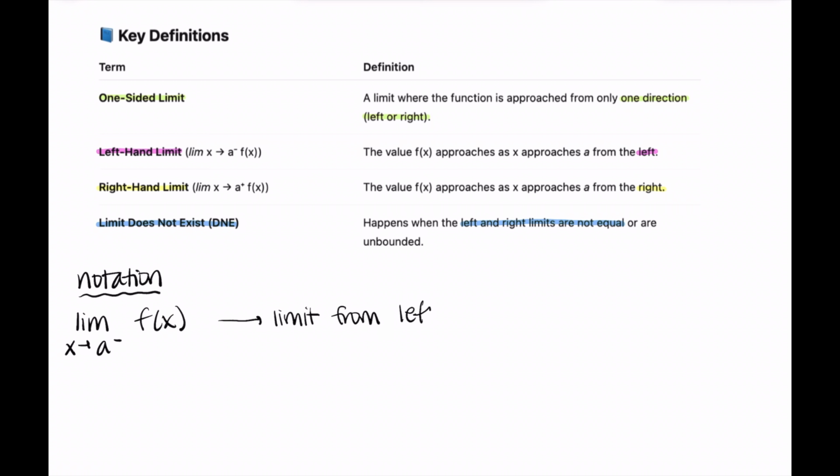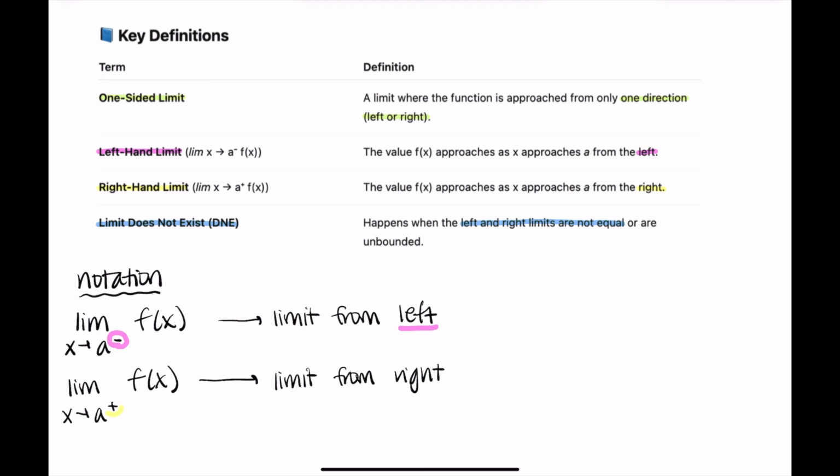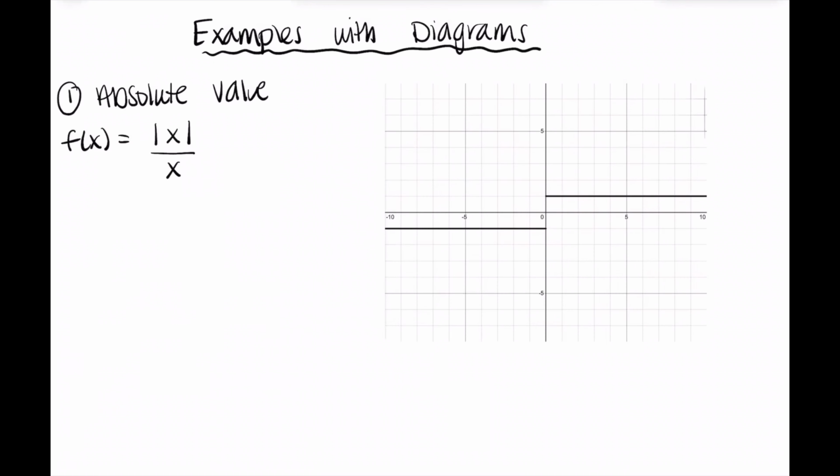Now to quickly get into the notation, in order to write a limit from the left, we would write limit as x approaches a from the left, so that minus sign, of f of x. And to write a limit from the right, we say limit as x approaches a with a plus sign of f of x. So think left minus and plus right. Now that we've gone through these definitions, let's get into some examples with diagrams.